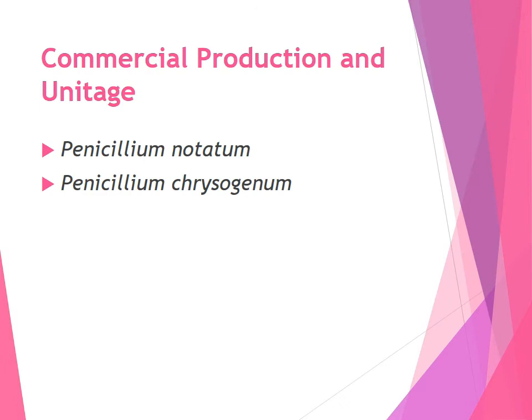For the commercial production of antibiotics or penicillin, it can come from Penicillium notatum or Penicillium chrysogenum. But penicillin is produced faster from your Penicillium chrysogenum, because it multiplies quickly as compared to Penicillium notatum.